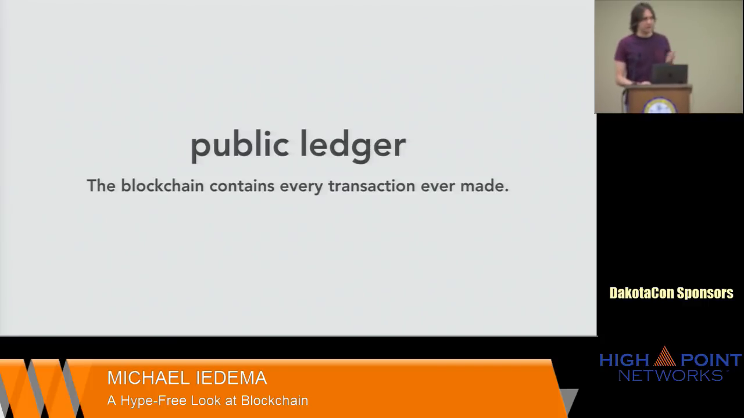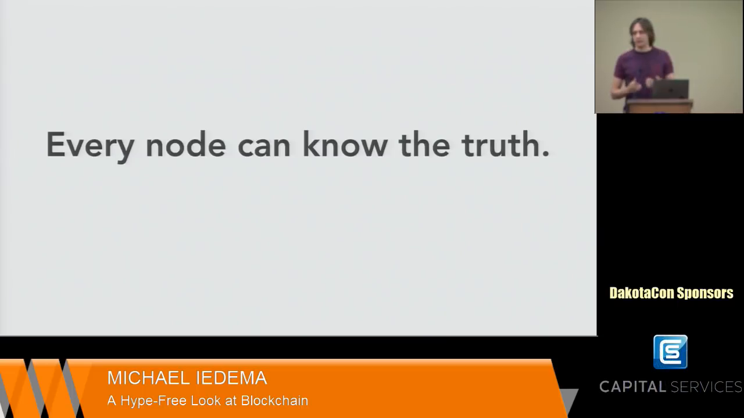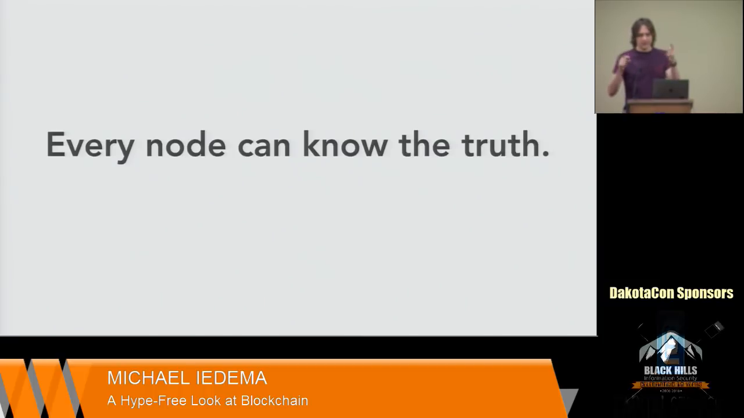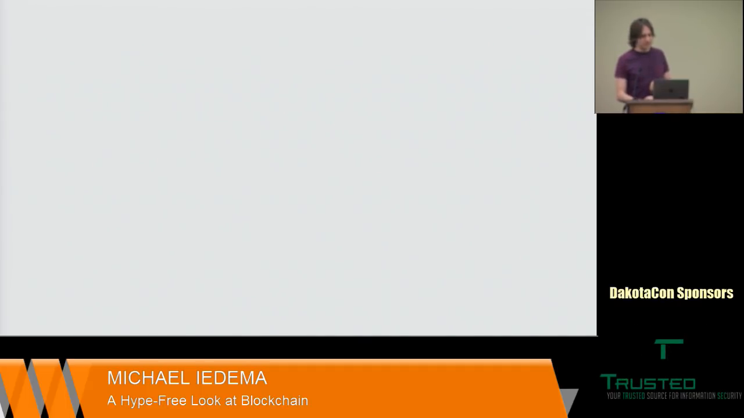So everyone has a copy of every transaction and every message that was ever sent, and that means that every node in the network can know the truth. So if somebody starts lying, everyone could say, that guy's a liar. 51% of us know that this is wrong, so ignore those messages from this other node. So that's how we get consensus. Everyone knows the truth all the time. They can all talk to each other all the time.